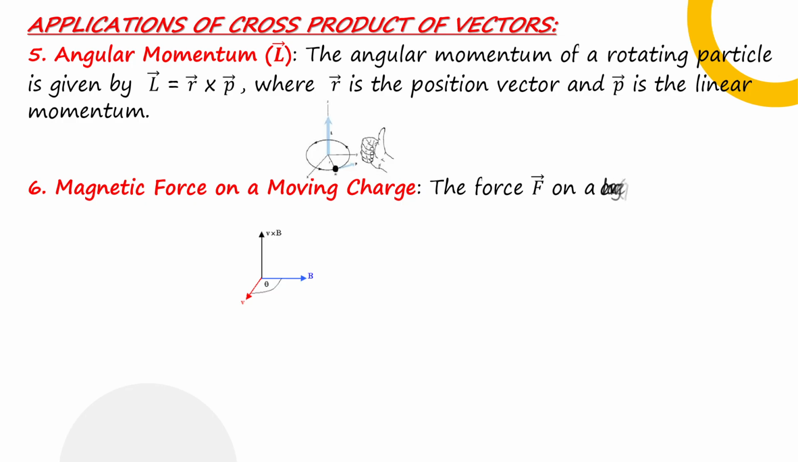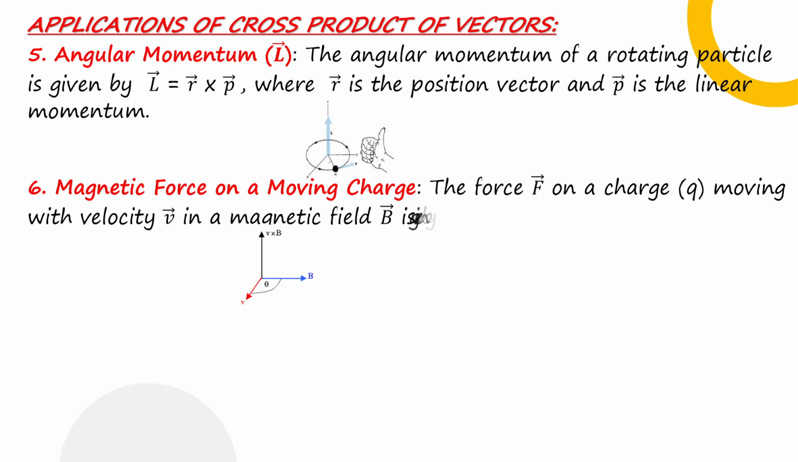Next, magnetic force on a moving charge. The force F on a charge moving in a magnetic field B with velocity v is given by vector F equals q v cross B, and its direction will be perpendicular to the plane formed by v and B, and it will be found by the right hand thumb rule.